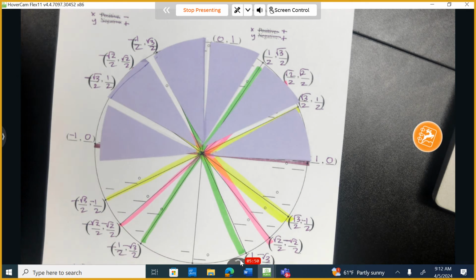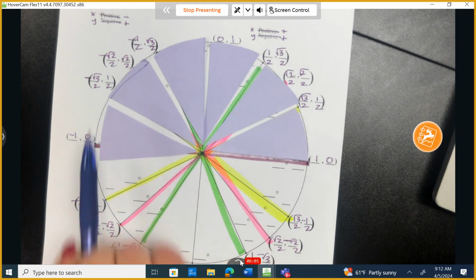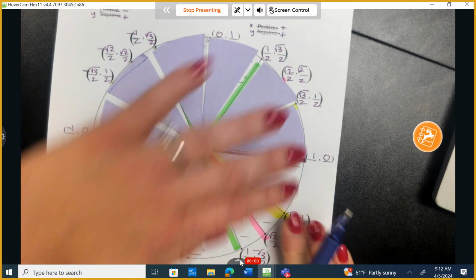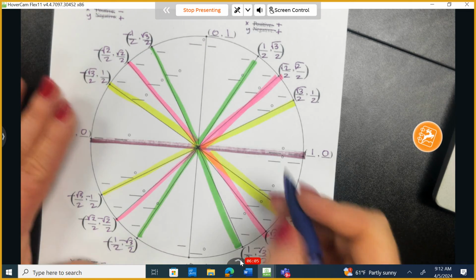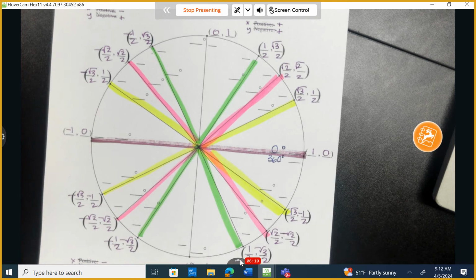How many sectors do we have on top? 6. So how many are we going to have on the bottom that are this exact same size? 6. Okay, good. Now you should know this from geometry. You may not remember it. What is the degrees of an entire circle? 360. So let me move these to the side. Let's come over here. We start at 0 degrees, and when we finish, we're at 360.